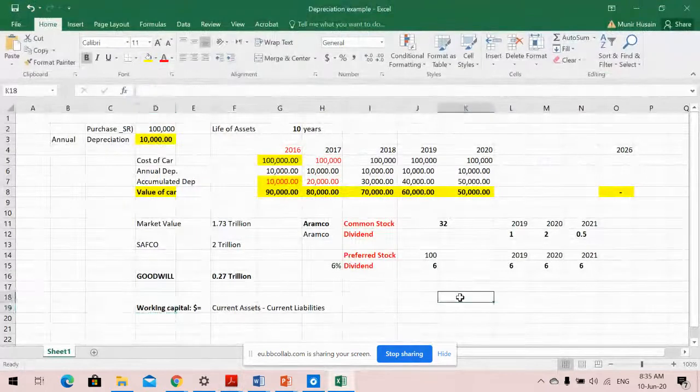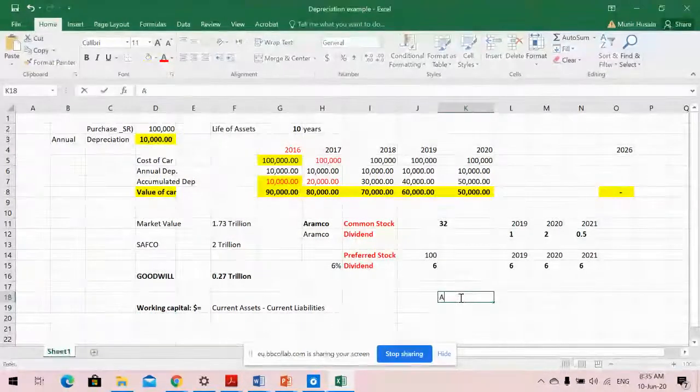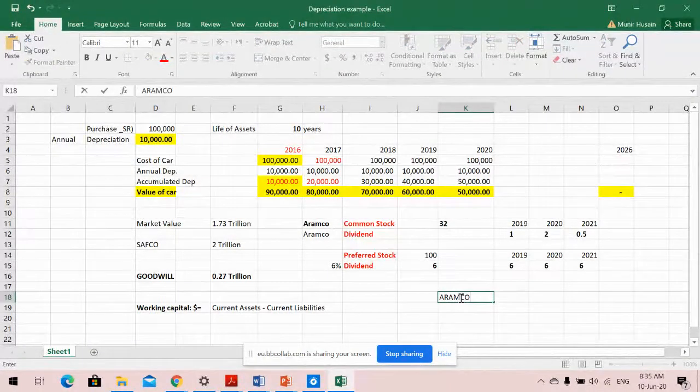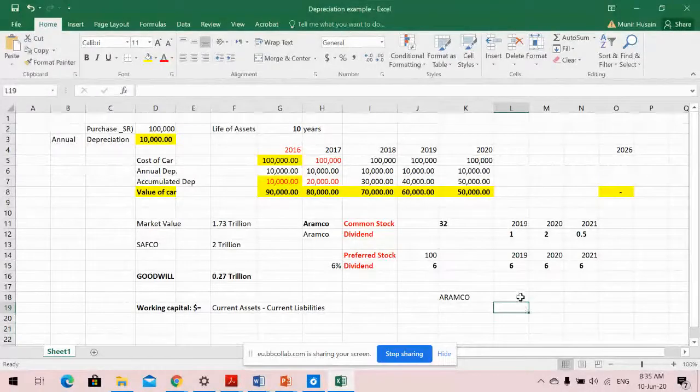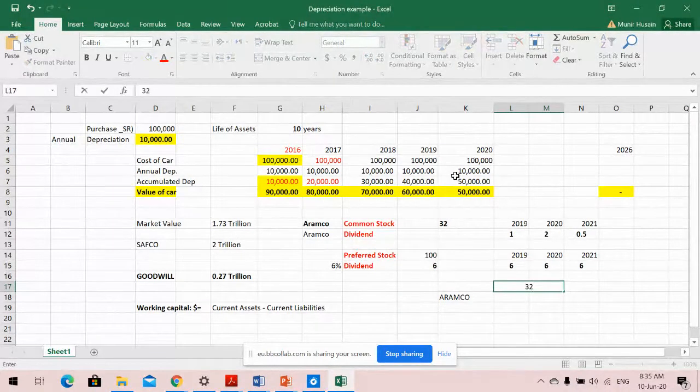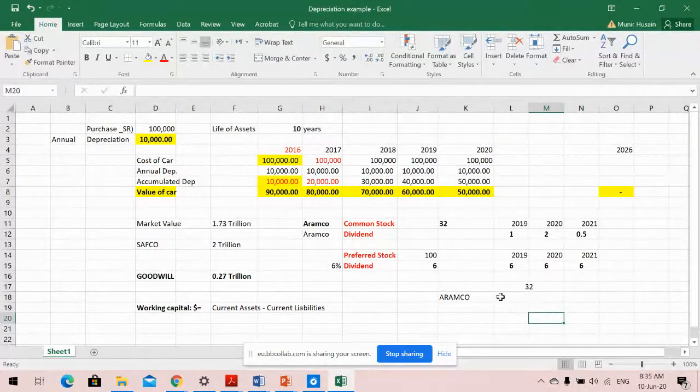Again, we'll come to our favorite example, Aramco. We all know Aramco's share price is what we all purchase, 32. Is it clear? We all purchase the share for 32. Does anyone have any question?